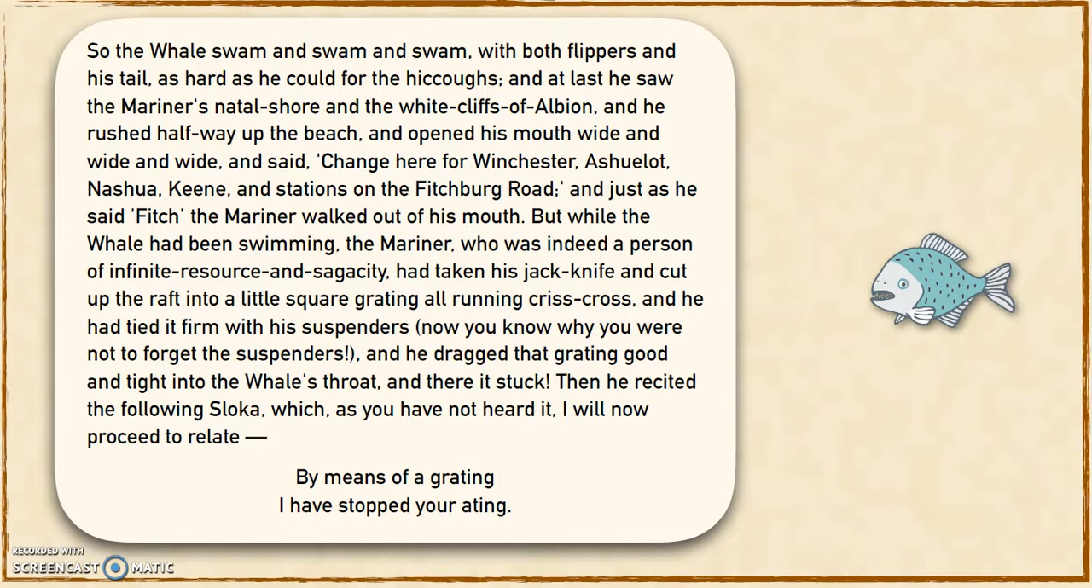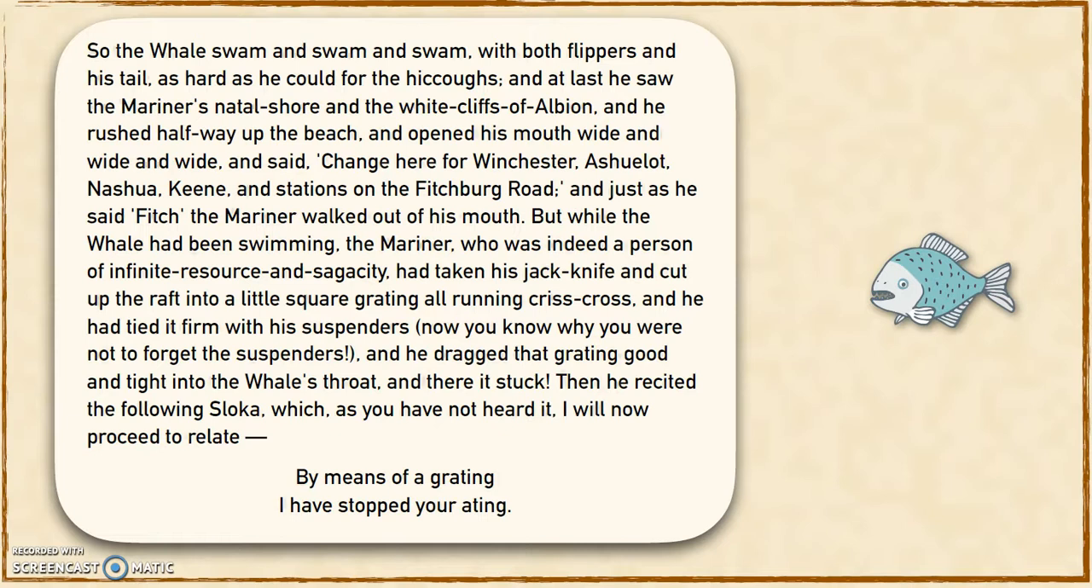The mariner, who was indeed a person of infinite resource and sagacity, had taken his jackknife and cut up the raft into a little square grating, all running crisscross, and he had tied it firm with his suspenders. Now, you know why you were not to forget the suspenders. And he dragged that grating good and tight into the whale's throat.